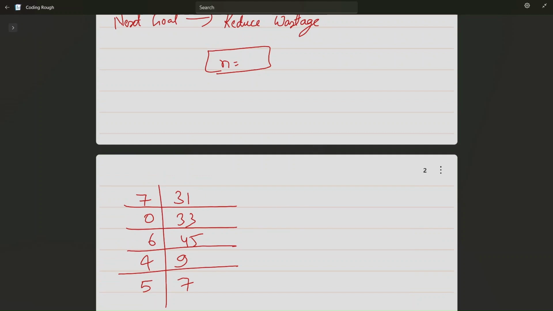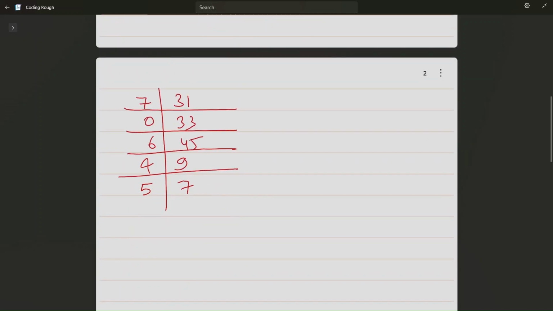We'll see. Okay, so what is 7 modulo 5? The value will be 2. You know what modulo is? The remainder when we divide 7 by 5: 1 times 5 is 5, 7 minus 5 is 2. So our remainder will be 2.